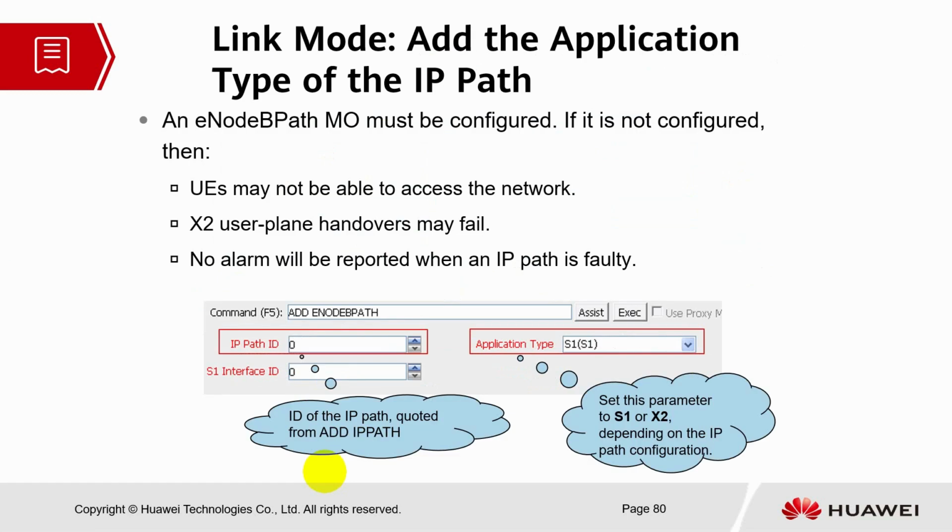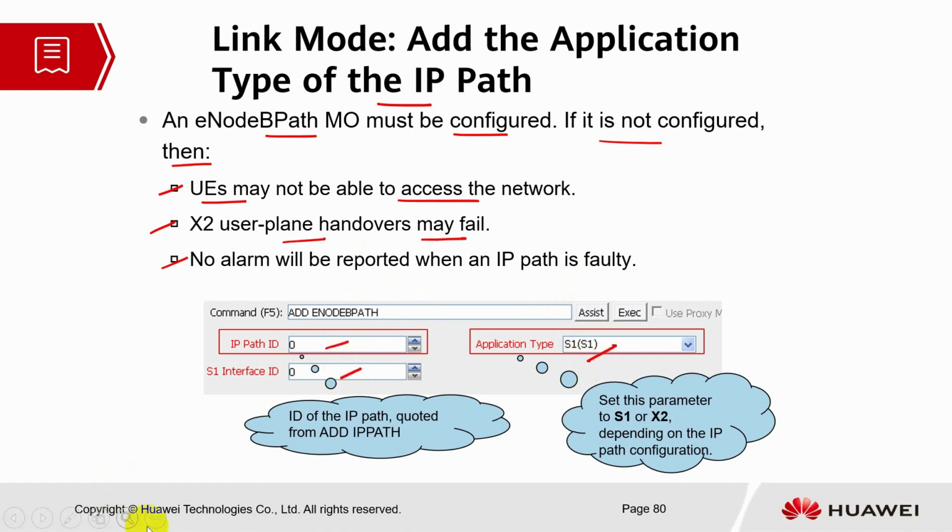Next, we're going to add the application type of the IP path. An eNodeB path must be configured. If it's not configured, then you will have a problem whereby UEs may not be able to access the network. X2 user plane handover may fail, and no alarm will be reported when an IP path is faulty. So this command is very important for link mode. With the eNodeB path, you will add the IP path and bind it with the S1 interface and the application type.